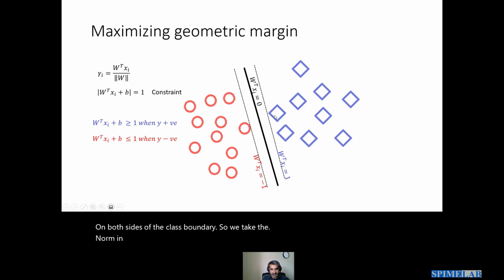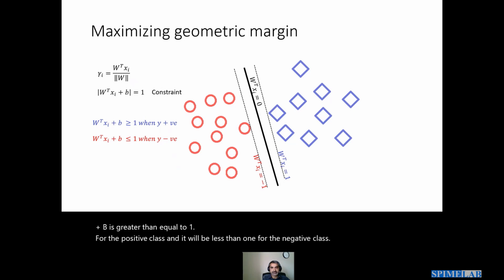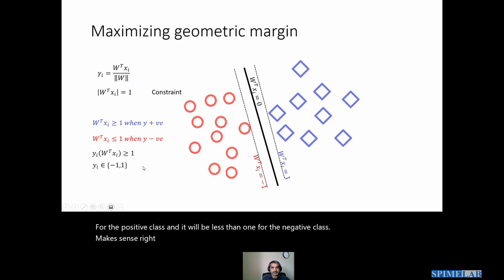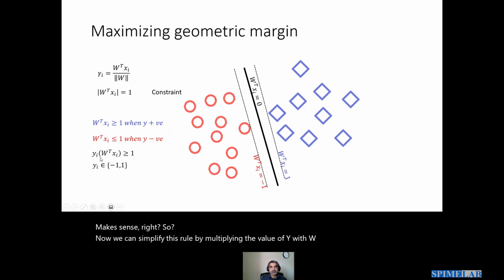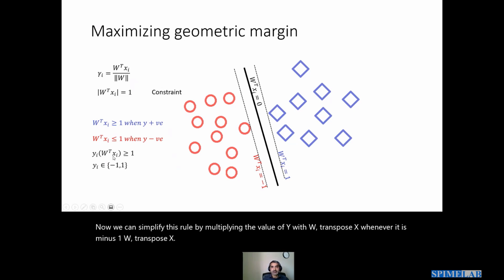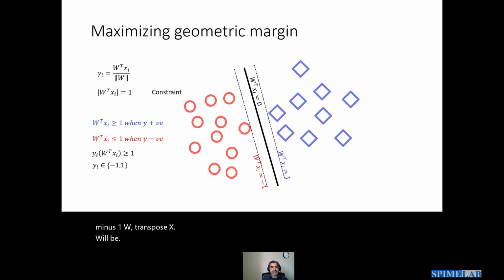In that case, if the cushion is at distance 1, the new rule will be W transpose X plus B is greater than or equal to 1 for the positive class, and it will be less than 1 for the negative class. Makes sense, right? So now we can simplify this rule by multiplying the value of Y with W transpose X. Whenever Y is -1, W transpose X will be also giving positive value.